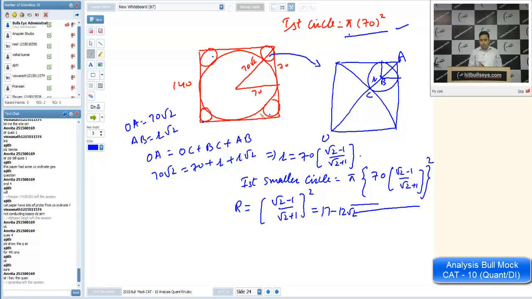But there is a problem in the solution: it is given as 1 minus (root 2 minus 1) upon (root 2 plus 1). That is wrong. The common ratio should be the one we found. So you can substitute this value in the explanation and solve the question.